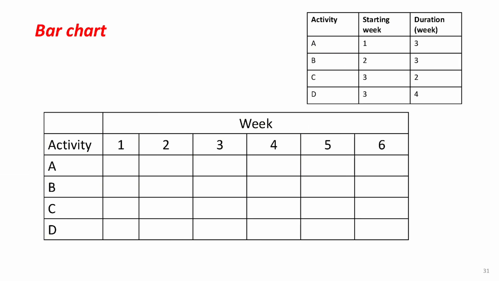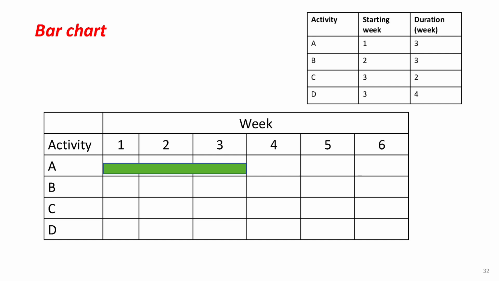Alright, let's start by creating a calendar table like this. You'll have the weekly timescale along the x-axis and the activities listed on the y-axis. It's important to list the activities in chronological order based on their start dates. So you'll begin with the activity that has the earliest start date, which in this case is activity A.